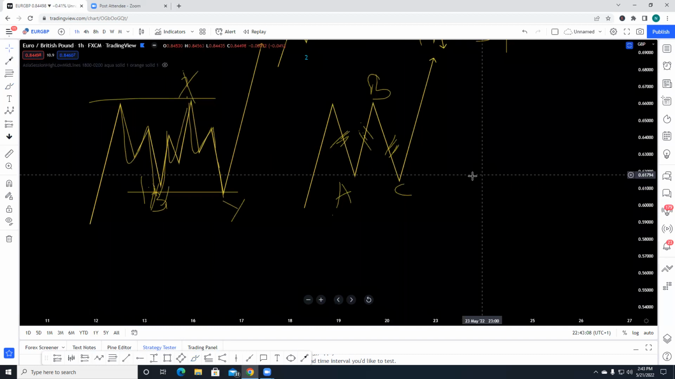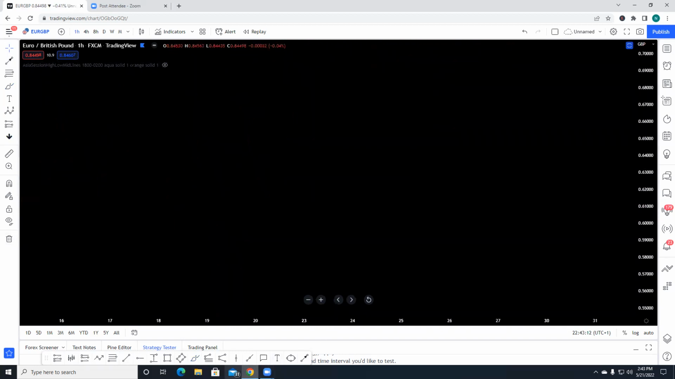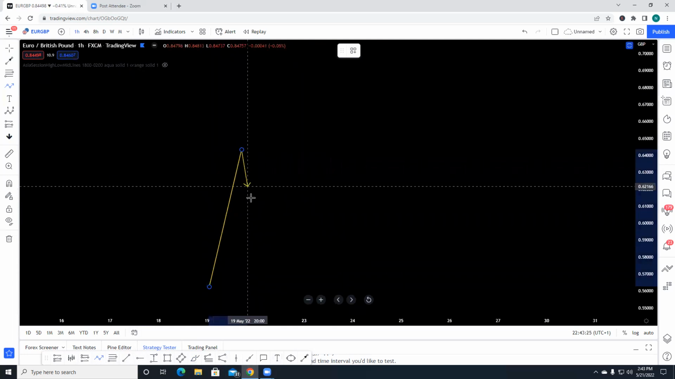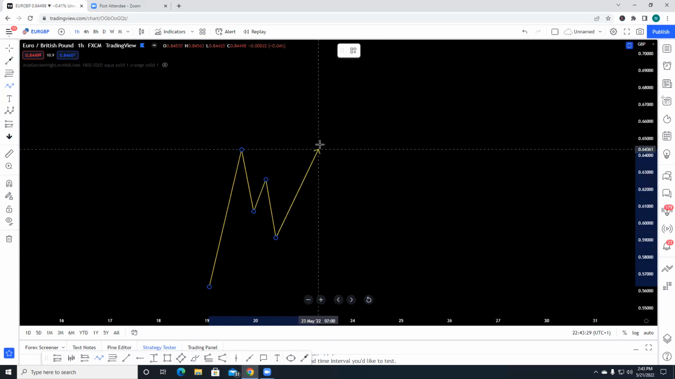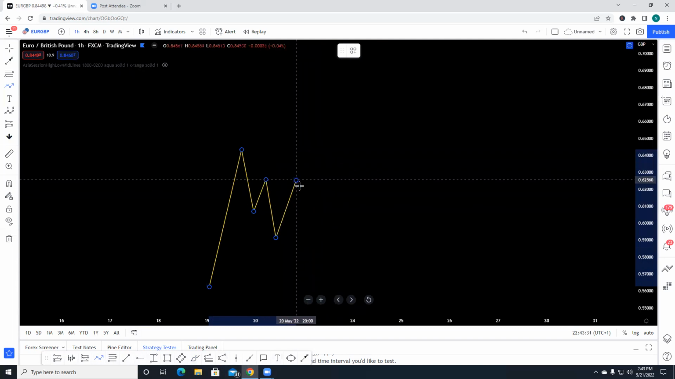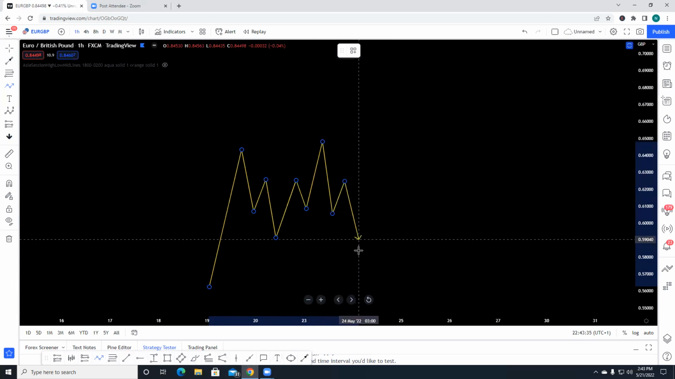Why is it a double three corrective structure? I'm going to show you guys really quick. And you must pay attention to this corrective structure I'm showing you, because those are the things you'll be seeing every day in your chart. You have an impulse. You have one, two, and three. This is just a connector. This is a connector. This is a connector. Then you have another one, two, and three.